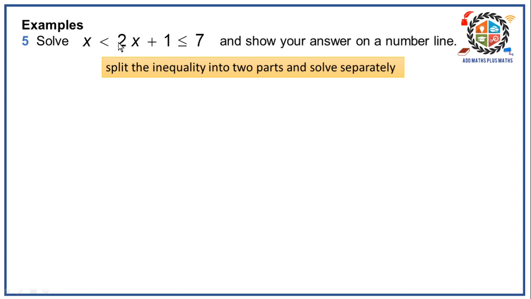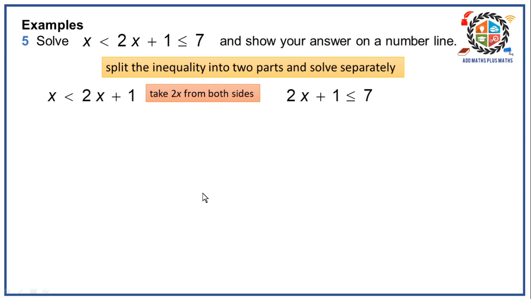2x plus 1 is greater than x, or x is less than 2x plus 1. This will be our first inequality. The second inequality is 2x plus 1 is less than or equal to 7. Okay, let's do the first inequality first. I'll take 2x from both sides.